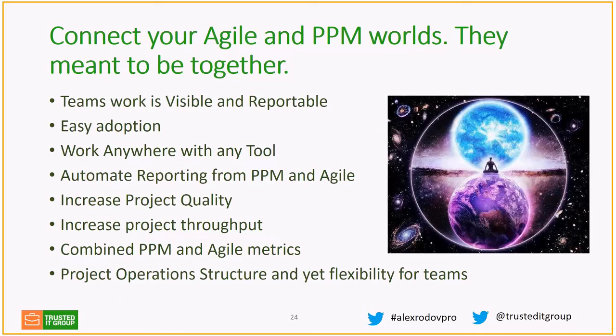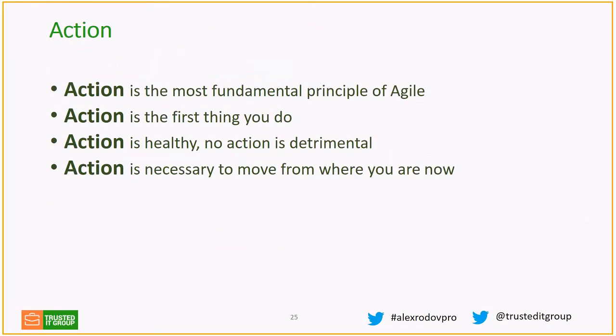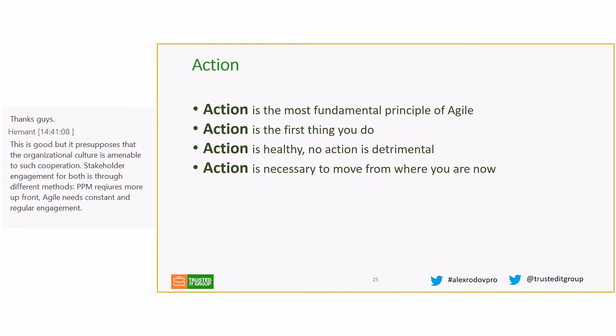Combine PPM and Agile metrics, project operation structure, and yet flexibility to our teams. So what I was talking about is action. The thing that we need to do first, and I believe that action is senior to everything. In this case, action is the most fundamental principle for Agile. So basically, what's the principle? We can remember what the manifesto is, but basically, you need to start doing things before you actually get every single requirement in place.